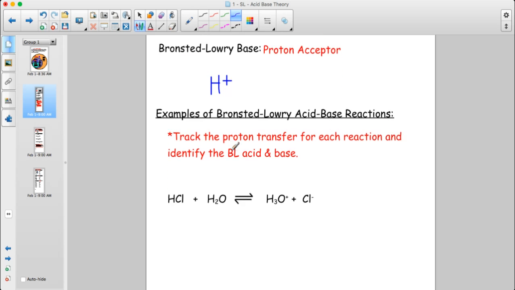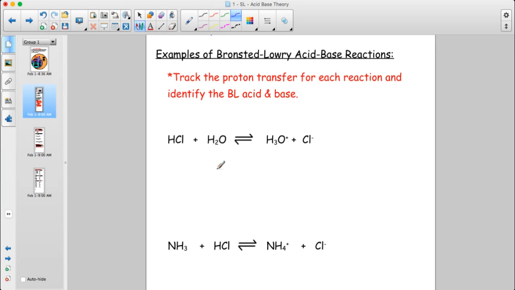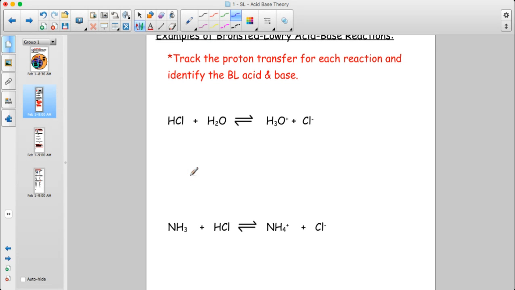Okay, so these are some example Bronsted Lowry acid-base reactions. The way that you would look at them and try to identify acids and bases is pretty simple. Look at which substance gives away a proton and which one accepts it. So it might be easiest to see here.